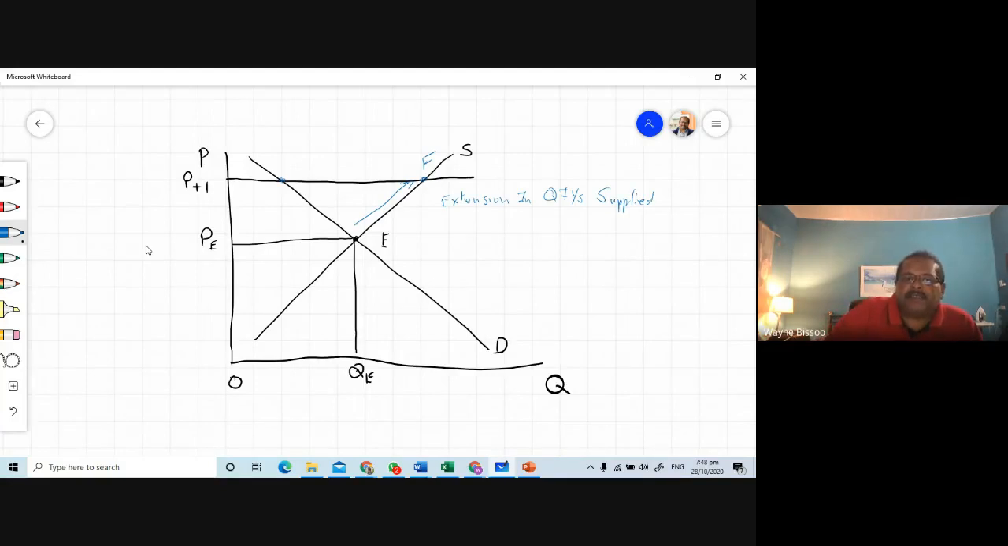But simultaneously, we'd have this situation happening with demand. The quantities demanded will fall because people will not want to purchase any more of these goods since the price has gotten high. If we look at that situation, that is a contraction in quantities demanded.